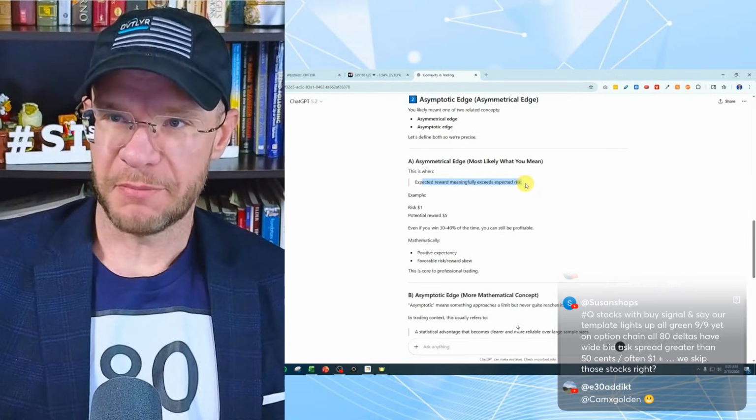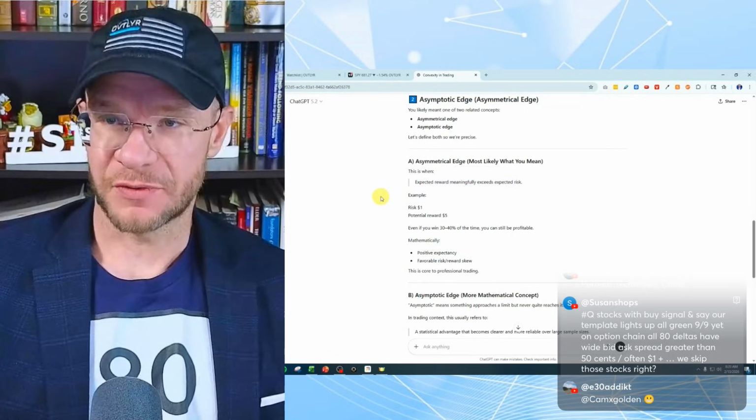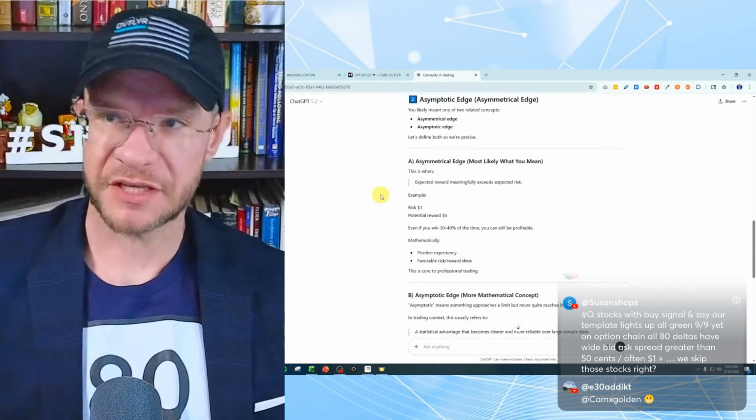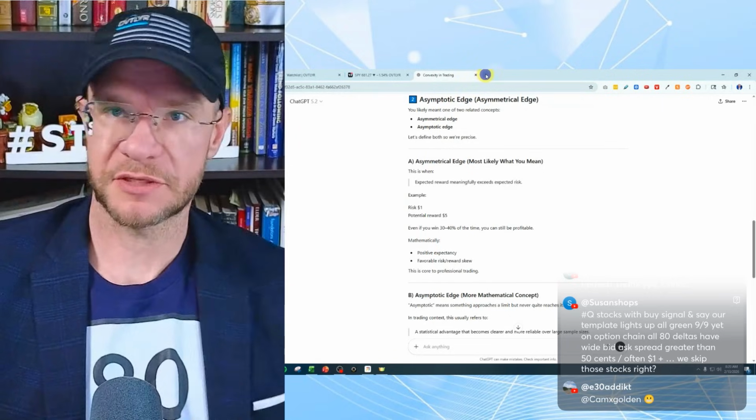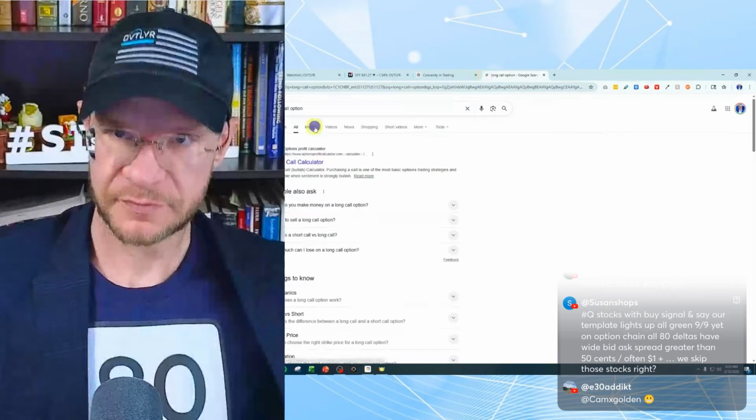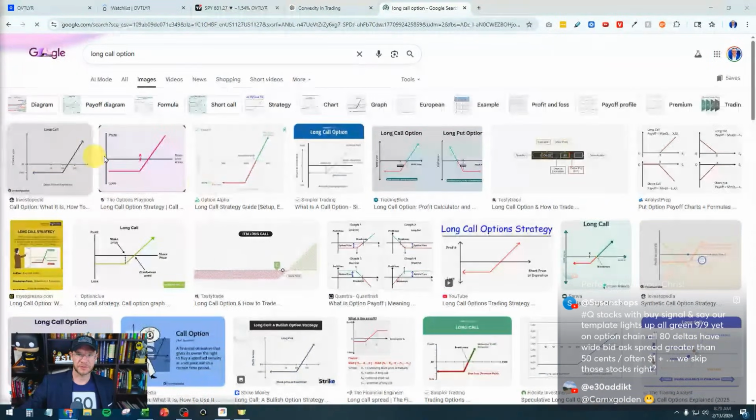Expected reward meaningfully exceeds expected risk. That's where we're at, right? Expected reward meaningfully exceeds expected risk. So with a long call option, let's go over here real quick. Long call option. When we look at a long call option, right?